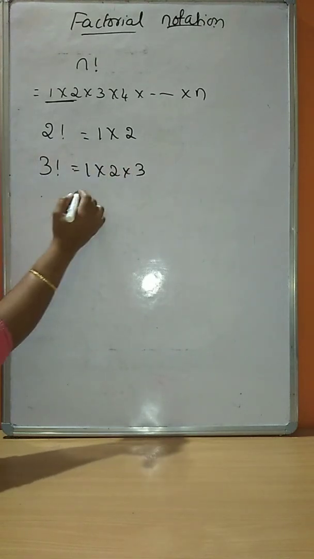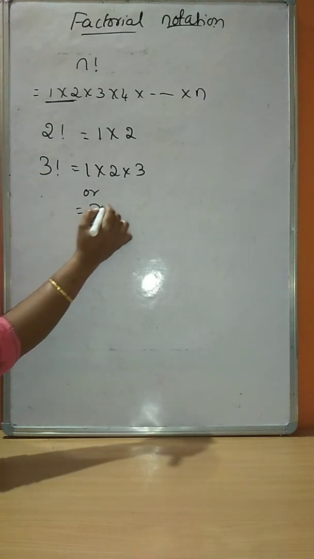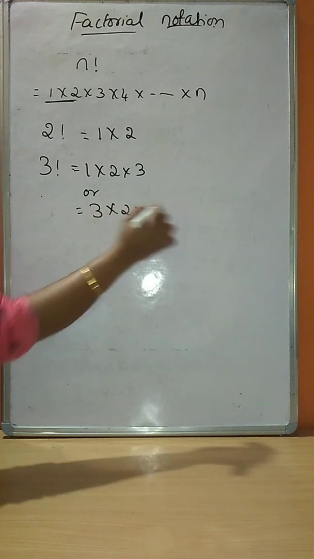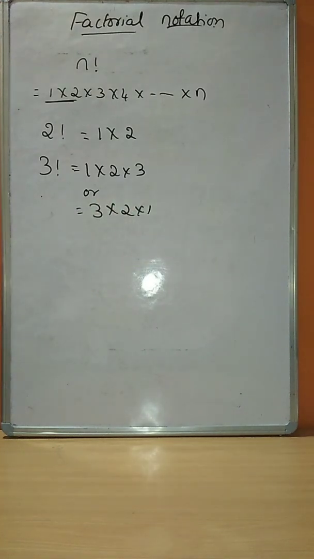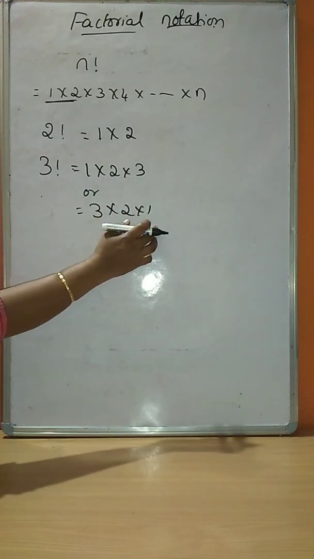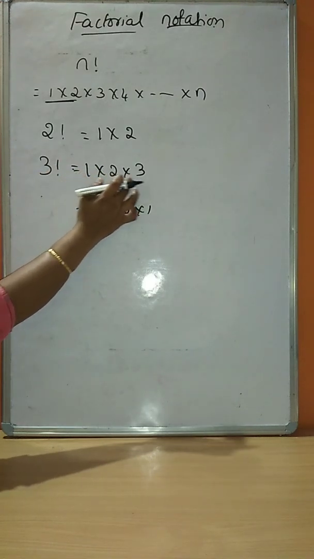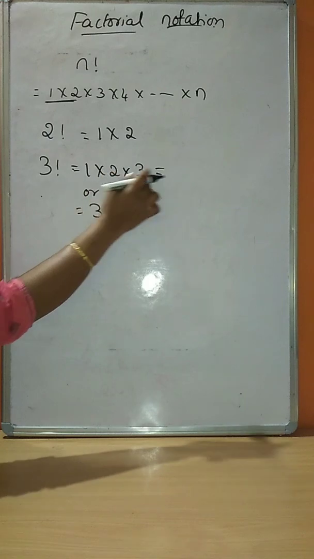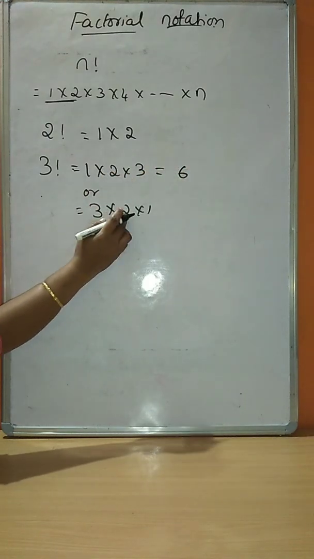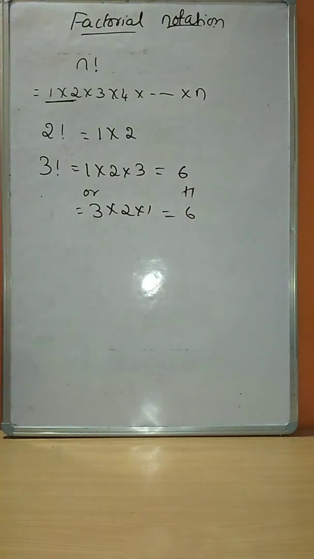Similarly, this may also be written as 3 2 1, in reverse order. Either you can write it like this or like this. What is the value of 3 factorial? 1 into 2 into 3. So 1 2s are 2, 2 3s are 6. Here also 3 2s are 6, 6 1s are 6. Both are the same.